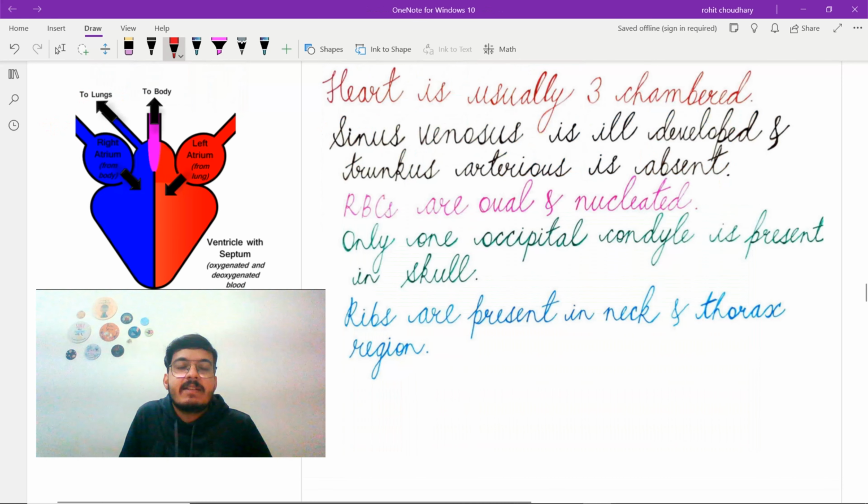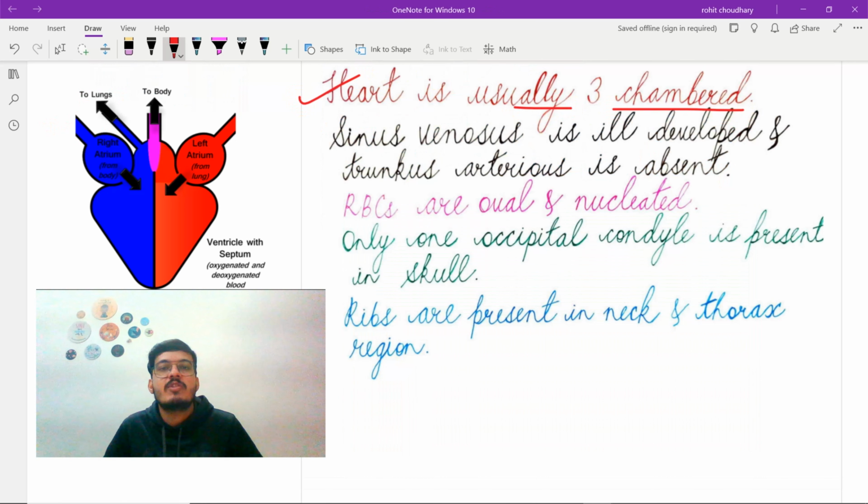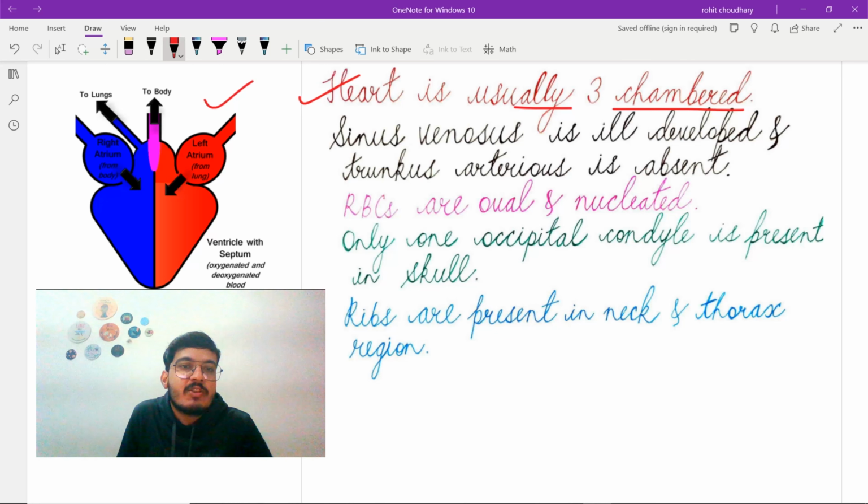The next characteristic feature is heart is usually 3-chambered. In case of most of the reptiles, the heart is 3-chambered, but in case of crocodiles, the heart is 4-chambered. In this picture, a 3-chambered heart is shown. As you can see, left atrium and right atrium, 2 atria are present and a single ventricle is present with partial septum, and the partial septum helps in the mixing of oxygenated and deoxygenated blood partially.